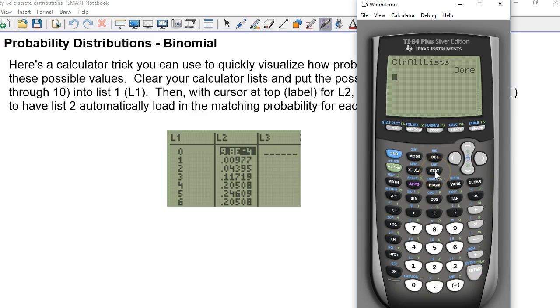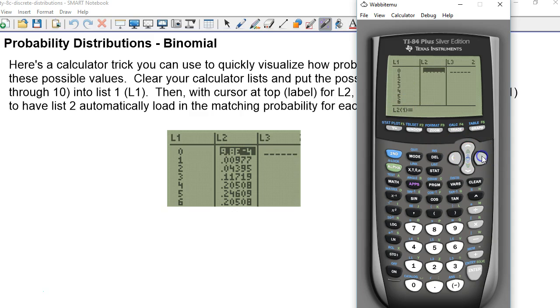And then we're going to go to the statistics menu and click edit, so that we can edit the lists. In list 1, we're going to put all the possible values of this scenario where we're going to flip a coin 10 times. We're curious about calculating probabilities of numbers of heads. So we could have 0 heads, or 1 head, 2, 3, 4, and so we'll enter all the numbers from 0 to 10 here in list 1. If you'd like to do this with me in your calculator so you can see how this works, just go ahead and enter the values 0 through 10 in list 1.